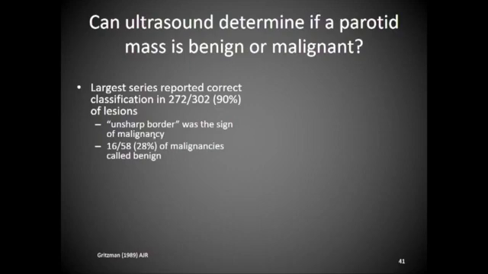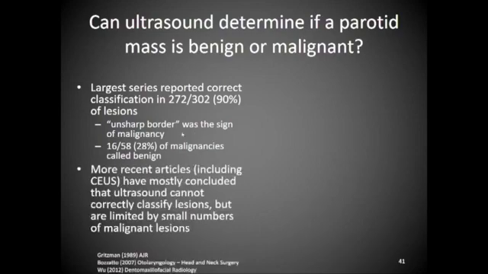I don't think this is good because, in my opinion, it may be those benign-looking malignancies that have the greatest chance for cure of what can be a very aggressive lesion. And the other thing is, if you call everything in the parotid benign, you're going to be right about 80% of the time. More recent articles, including at least one that looked at contrast ultrasound, have mostly concluded that ultrasound cannot correctly classify lesions, but they're limited by small numbers of malignant lesions because most parotid tumors are benign.